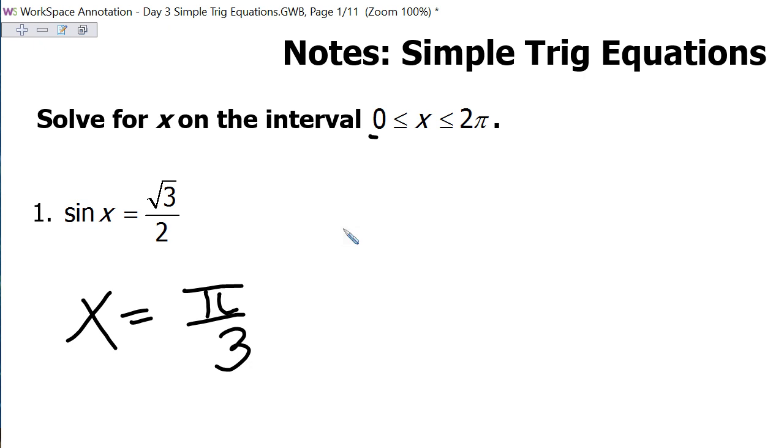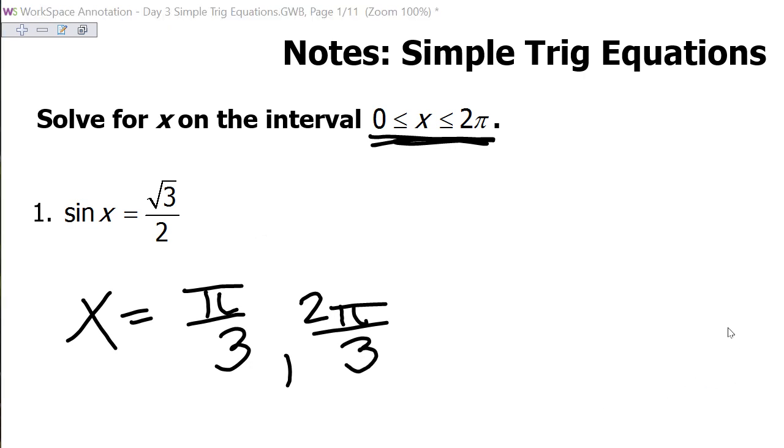Now, that is only half correct because sine is positive in quadrant 1. And which other one? Quadrant 2. So what would that other angle or second answer be in quadrant 2? 2 pi over 3. So just like yesterday, make sure you list your answers from least to greatest. So pi over 3 and 2 pi over 3.